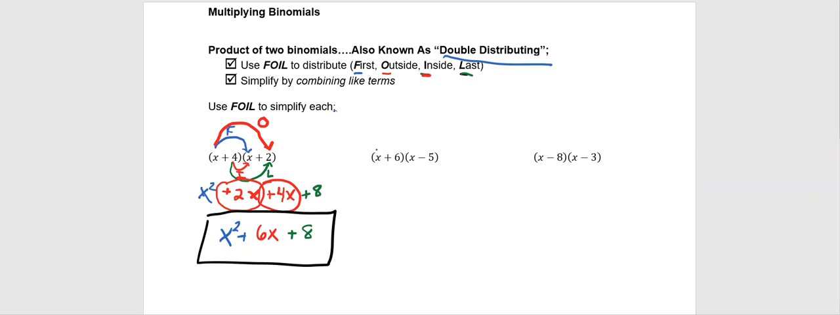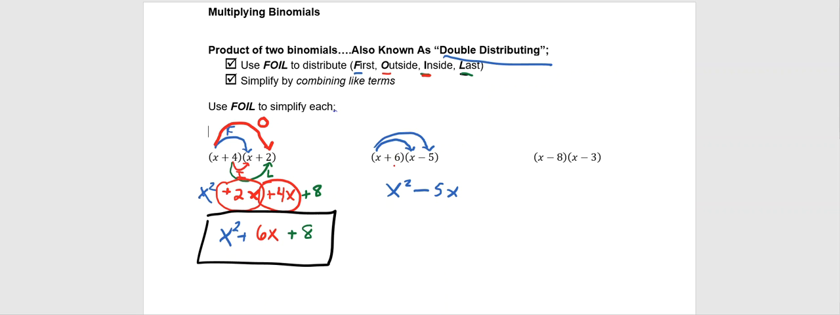So I'm going to take this x in the first binomial. I'm going to distribute it to x again in the other binomial. That gives me x squared. And I'm going to distribute that x to the second term in that second binomial. x times negative 5 gives me negative 5x.